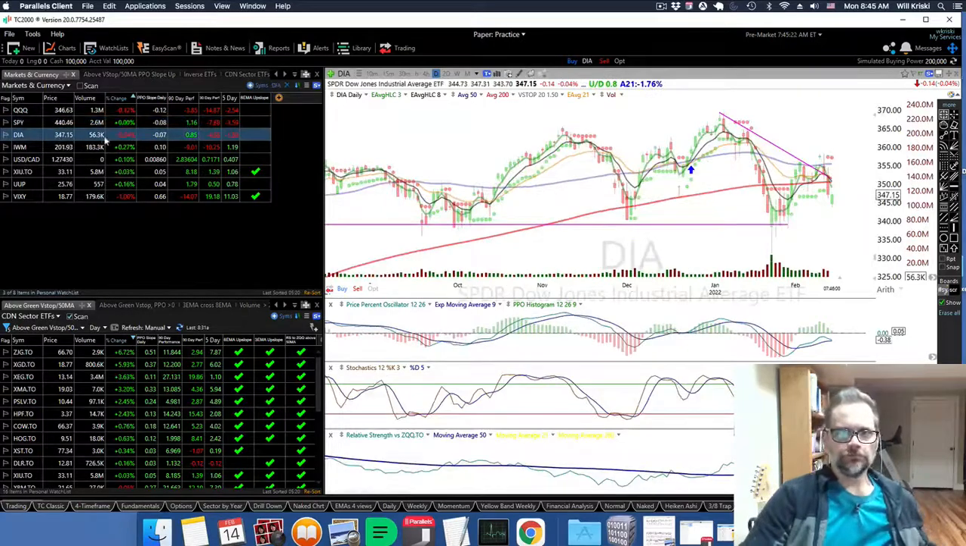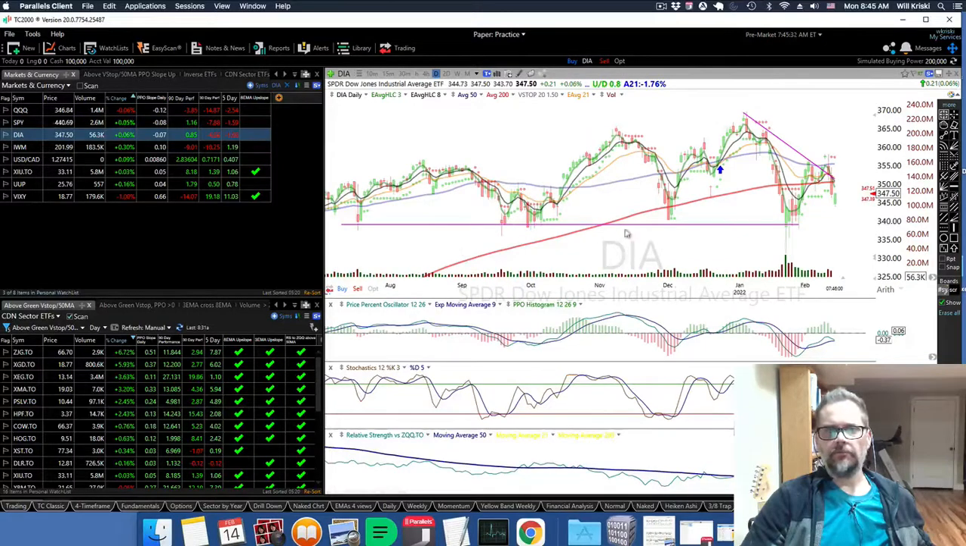Dow Jones, similar situation, bounced twice off the 50, kind of in a downtrend here, and there is a lot of support multiple times at this point here. So we'll have to see if that supports.